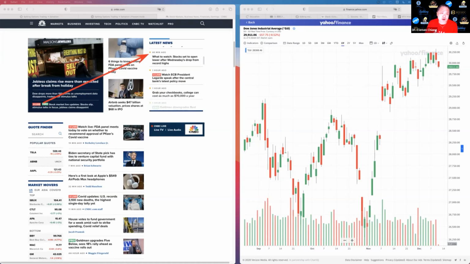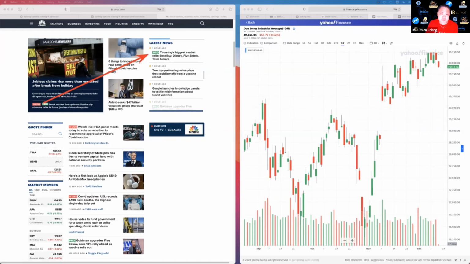Next, what to watch: stock set to open lower after Wednesday drop from record high. So Wednesday we were at a record high, today is Thursday, moving down. Next, grab your checks. Everything that I read is very focused. It must be a specific stock with a specific trigger. If something is general, you just quickly move on. Like Taylor Swift, cannot make money, move on. Jobless claims, cannot make money, move on. And Melinda Gates, cannot make money, move on.